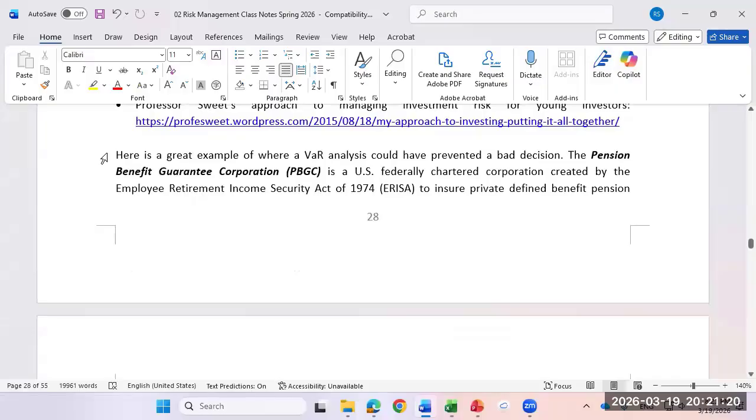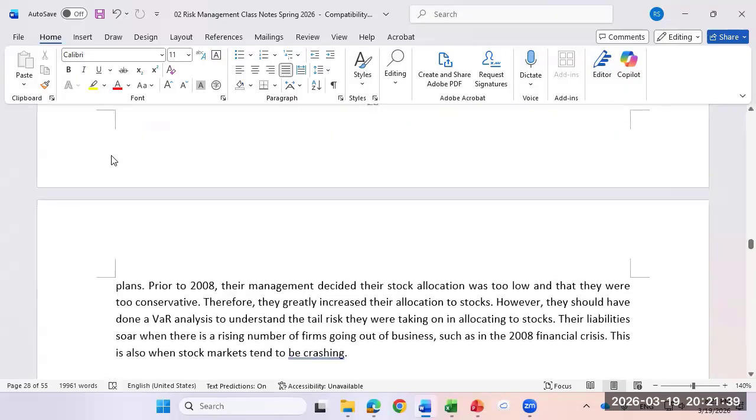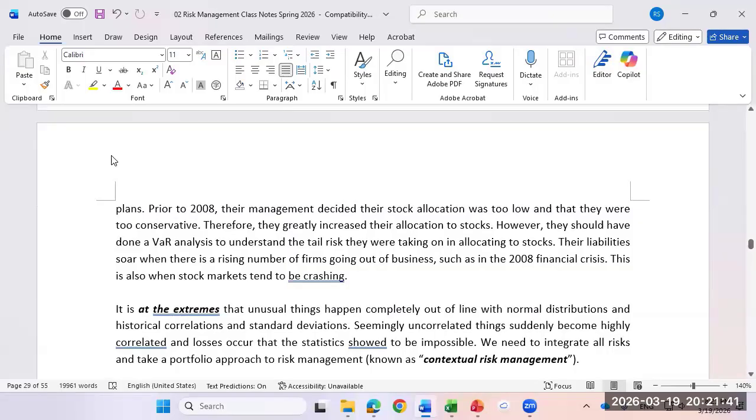All right, so a couple of topics just to finish up on market risk. The PBGC, the Pension Benefit Guaranty Corporation, they insure pension plans. So if pension plans go under, they're the ones that come in with taxpayers' dollars and bail them out. And they decided, you know what, stocks make more than bonds. We should greatly increase our stock allocation.